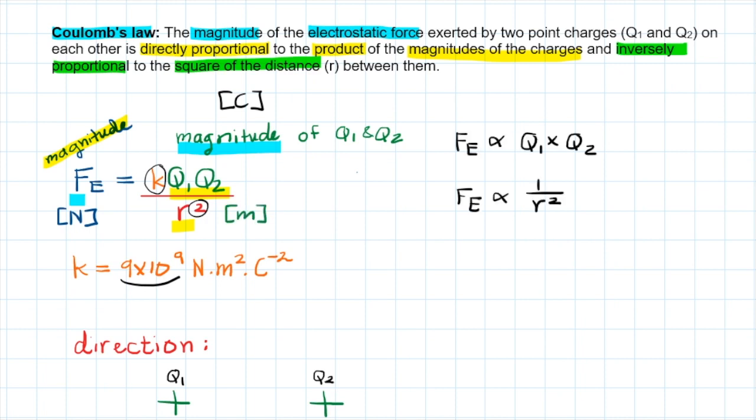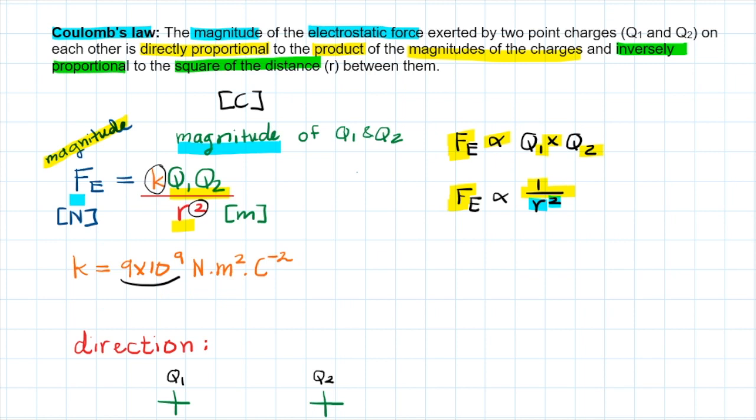Once you're familiar with this formula that will always be provided to you on your formula sheet, the relationships stated in Coulomb's law become easy to remember. The electrostatic force is directly proportional to Q1 multiplied by Q2. And the same electrostatic force is inversely proportional to the square of the distance between the charges.